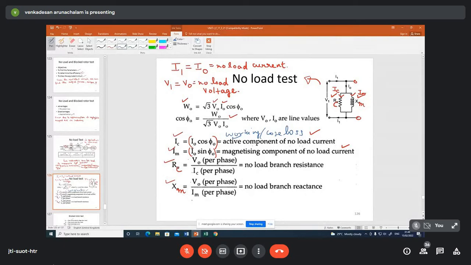So how can I calculate the core resistance? Voltage divided by current flowing in the core resistance. Since this is a 3-phase machine, you have to take all the values per phase. So Rc is V0 per phase divided by IC per phase. Similarly, Xm is nothing but V0 per phase divided by Im per phase. So this is the core resistance, and this is the magnetizing reactance. Any doubt you have?